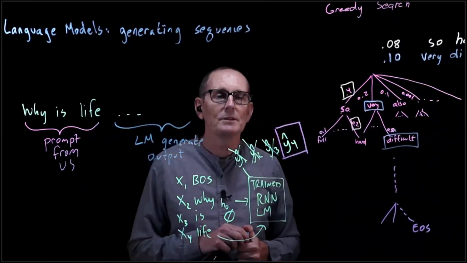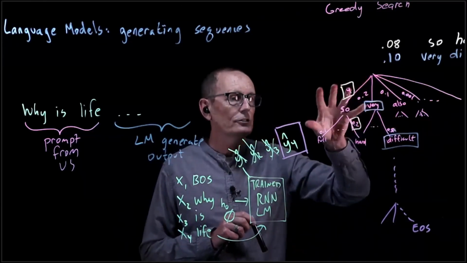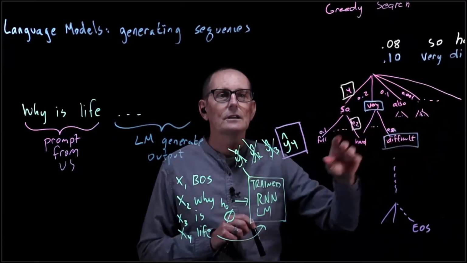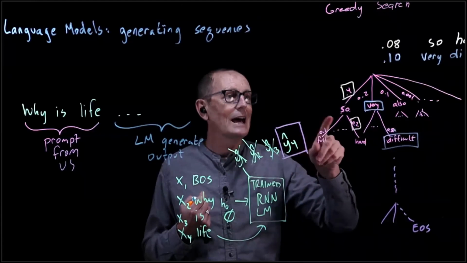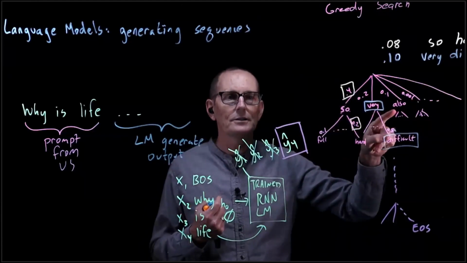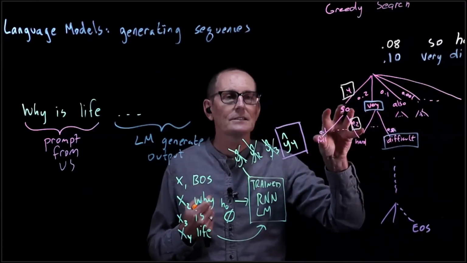So we're going to look at some different ways of traversing this tree and generating text. But first, let's go back and say, let's say we do pick one of these words. How do we then get the next part of the subtree?